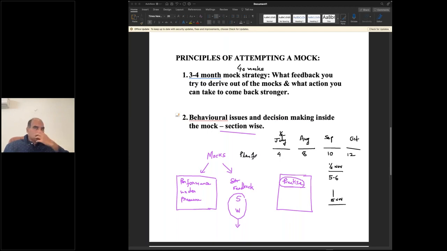A second plan for 40 mocks, if you have started a little bit early, could be something like 8, 8, 10, 10, and 4. So 8 by the end of July, 8 by the end of August, 10 by the end of September, 10 by the end of October, and 4 in November. So that could be a second strategy with respect to the number of mocks you want to take.